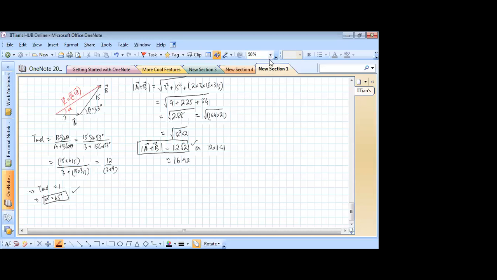Okay, so these are various important examples of the application of triangle law. Hope the final answer is clear to all of you. We are getting alpha as 45 degrees and we are getting mod of a plus b as 12 root 2 in this case. All right, moving on now.